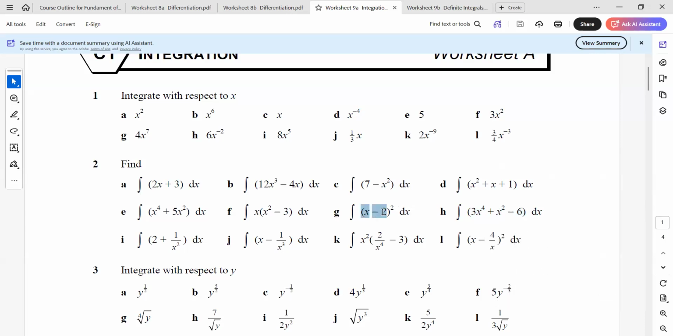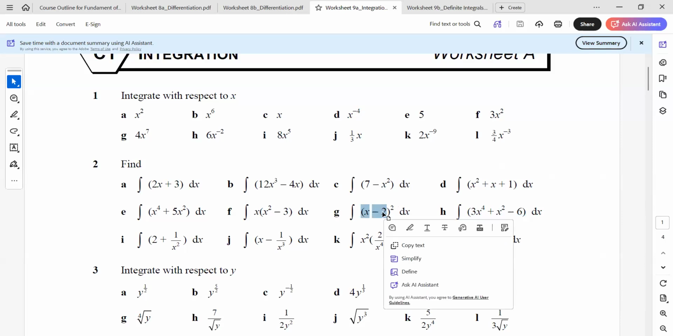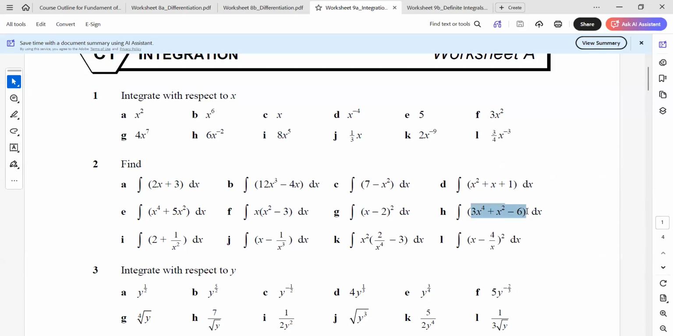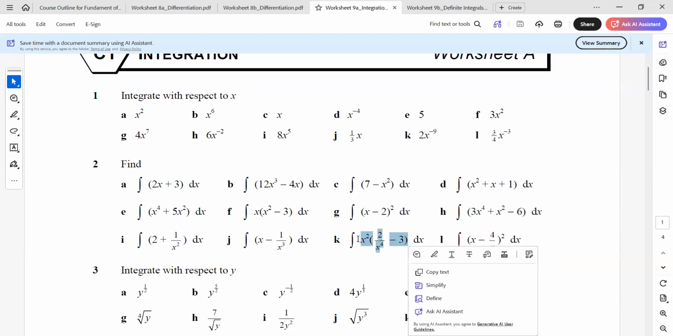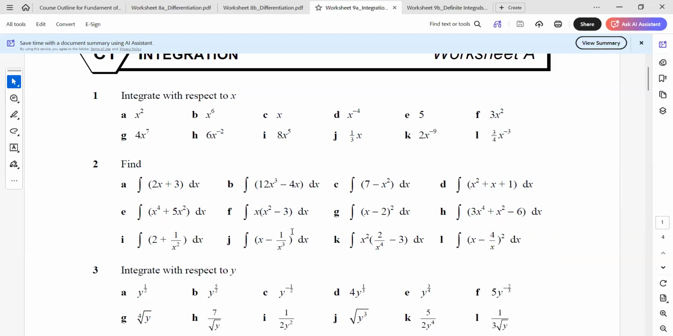Now, if you get something like this, either you expand it, and then it will look like a quadratic, then you integrate. I think that would be the best way. But if you want to use the product rule, the way we have the product rule for differentiation, u dv dx plus v du dx, the same thing applies when you come to integration. It means that you integrate one and keep the other, and integrate the other and keep the first one.